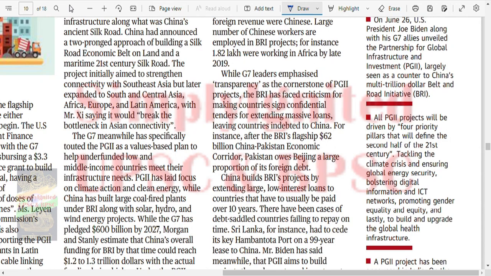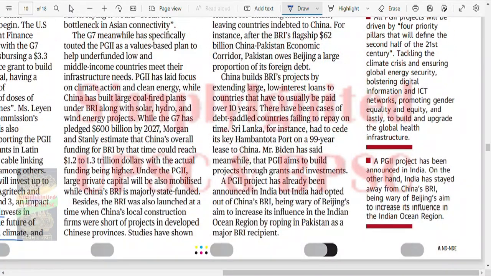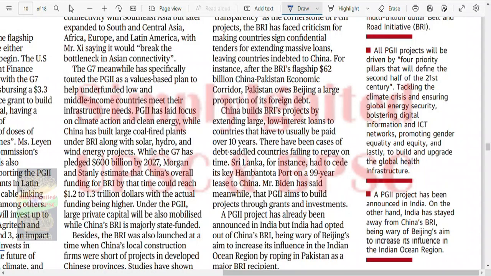Zai saying it would break the bottleneck of Asian connectivity. Okay, so this is a good line, can be used in examination. The G7 meanwhile has specifically touted the PGII as a value-based plan to help underfunded low and middle income countries meet their infrastructure needs. PGII led the focus on climate action and clean energy, while China has built large coal-fired plants under BRI along with solar, hydro, etc.